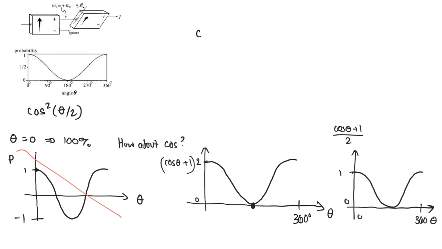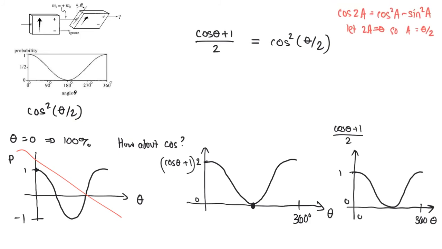And in fact, what you can show is that the cosine of theta plus 1 over 2 is exactly cosine squared of theta over 2. There's trig identities that can get you from the left side to the right side. In case you're curious, here's the trig identity that the cosine of the double angle is equal to the difference of the squares of cosine of that angle and sine squared of that angle. So we could say cosine of theta is equal to cosine squared of theta over 2 minus sine squared of theta over 2.